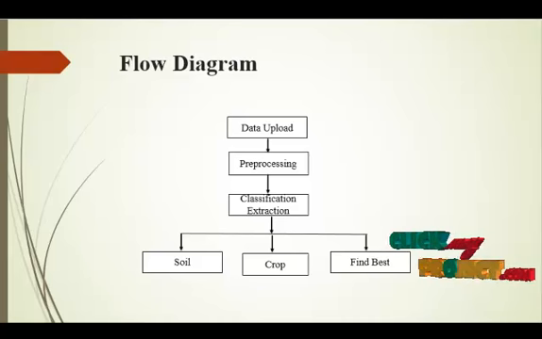And then finally, find the best. In this classification we use the CART algorithm. Using that algorithm we classify the best one. If the crop and soil are mentioned, then it will give results like whether the crop is well grown in this soil or not. Finally, it gives the result as matched or not matched.